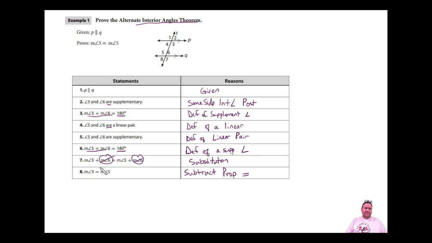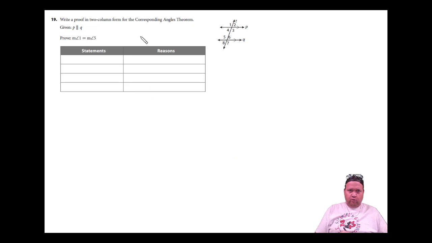And now we can say that angle 3 and angle 5 are always going to be congruent. They are alternate interior angles. Now we've proven it, so we don't have to ever prove it again. We're going to try and prove now the corresponding angles theorem. We already know alternate interior angles are congruent. We could use that in a reason. We could also use the same side interior angles postulate, that same side interior angles add up to 180.